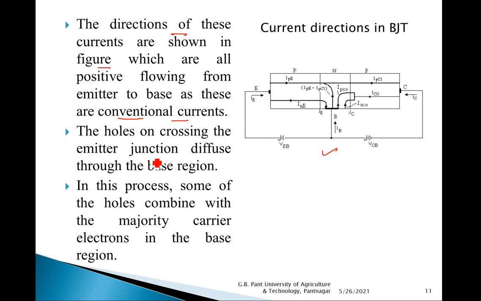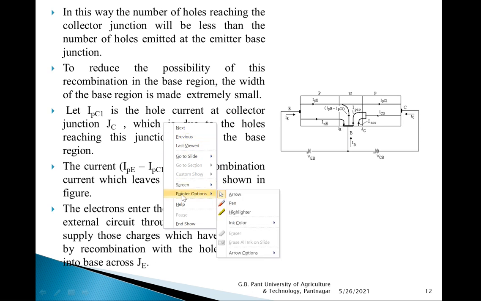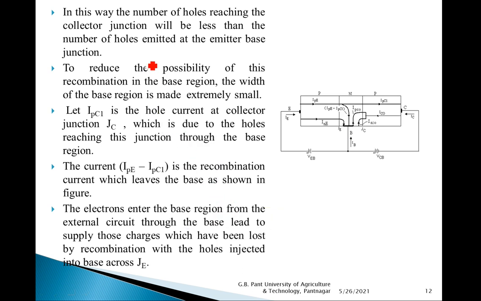The holes on crossing the emitter junction diffuse through the base region, and in this process some of the holes combine with the majority carrier electrons in the base region. This we have already discussed. Because of this, the number of holes reaching the collector junction will be less than the number of holes emitted at the emitter base junction. So in order to reduce the possibility of this recombination in the base region, the width of the base region is made extremely small.